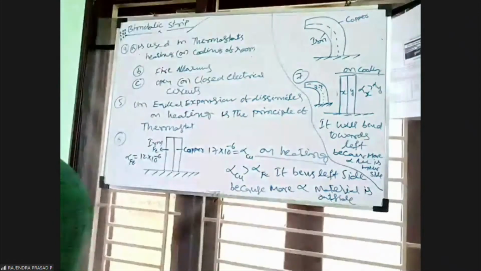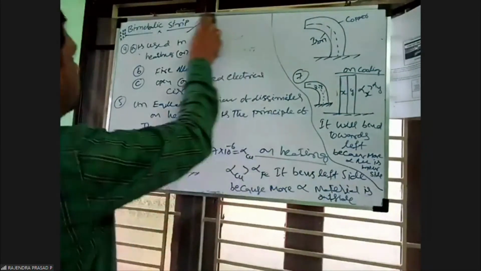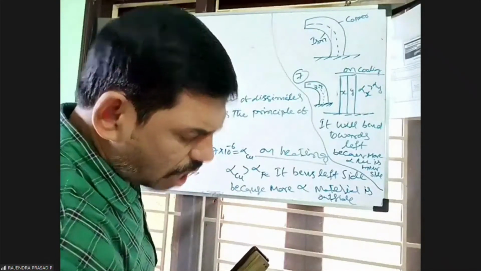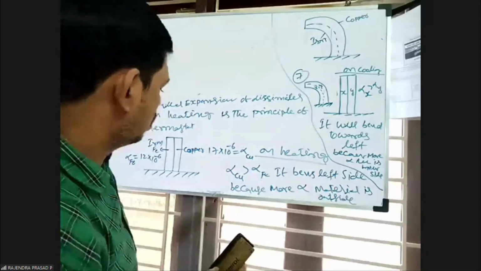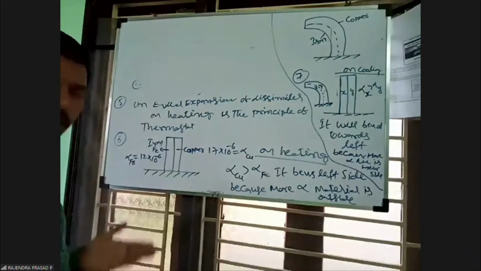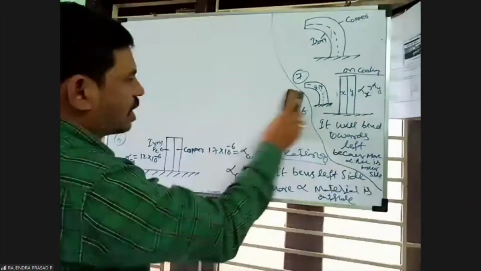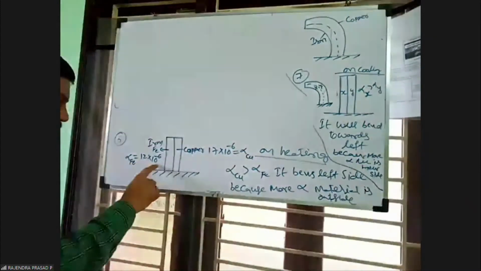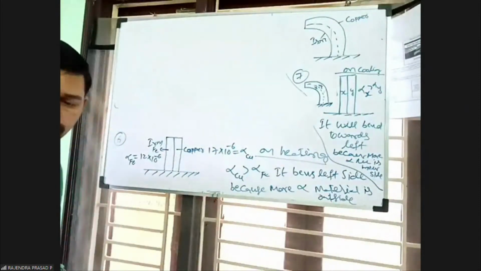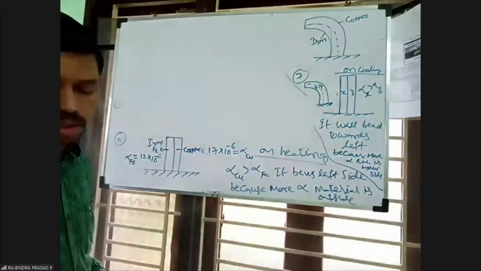Yes, sir. Sir, what is the alpha Fe value, the iron alpha value, sir? It is 12 into 10 power minus 6. Refer to our table or the Akash material. So 12 into 10 power minus 6 is alpha iron, and alpha copper is 17 into 10 power minus 6. There is a table in the Akash material.